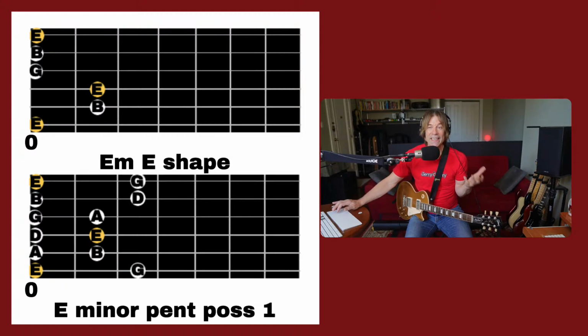It's the E minor E shape. So it's like an E chord, right? But it's the minor, which is dropping the third and going to the minor. And on the bottom, you see that it has the E minor pentatonic position 1, which matches it.